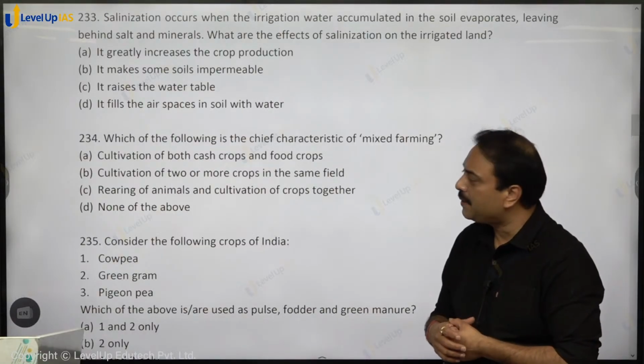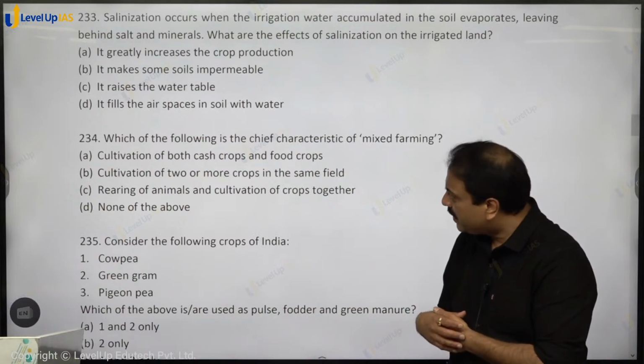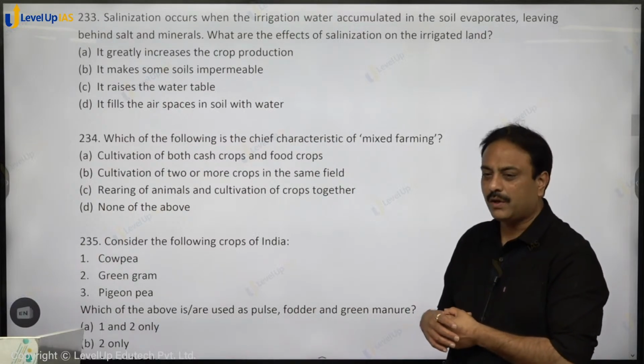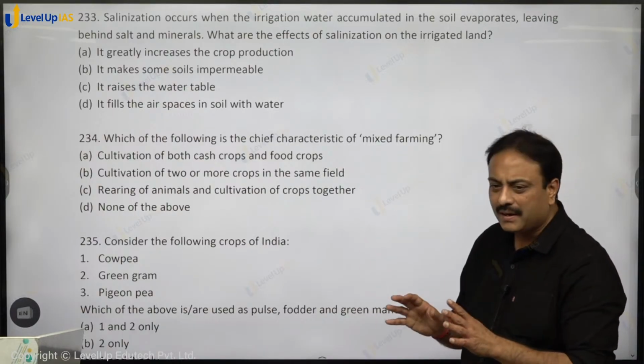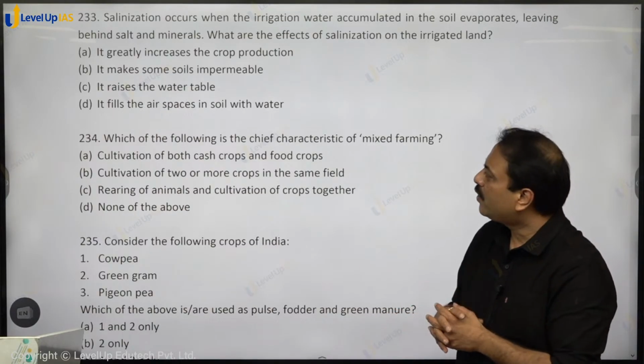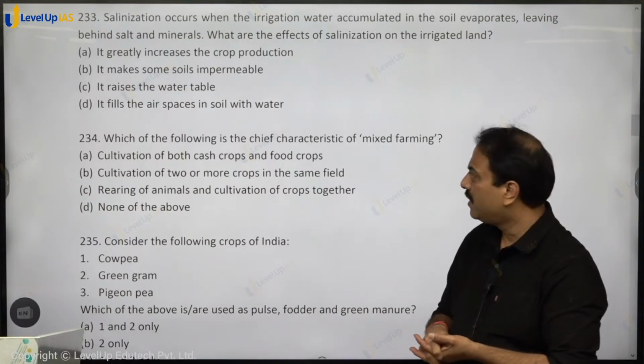It makes soils impermeable. It raises the water table. It fills the air spaces in soil with water. A very easy question. All the statements are appearing easy. It makes the soil impermeable. That is option B, B for boy, shall be the right answer.